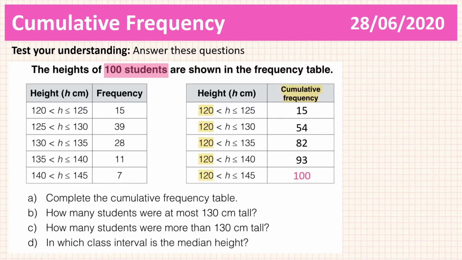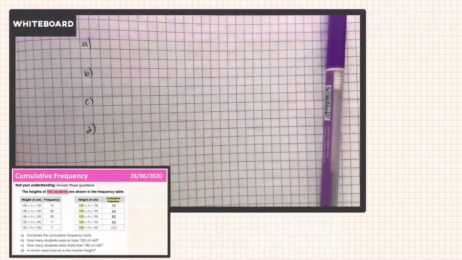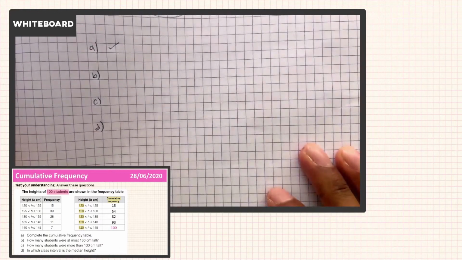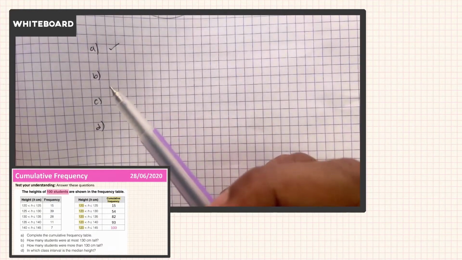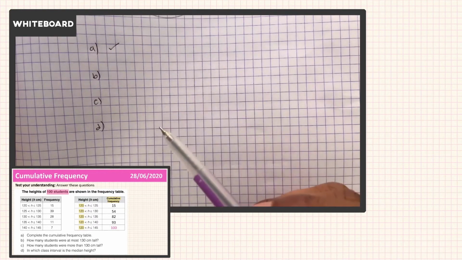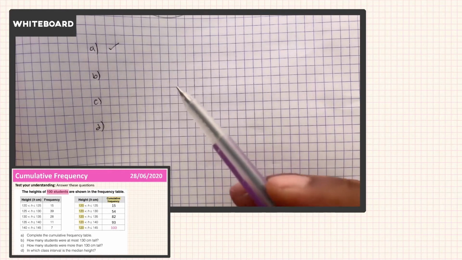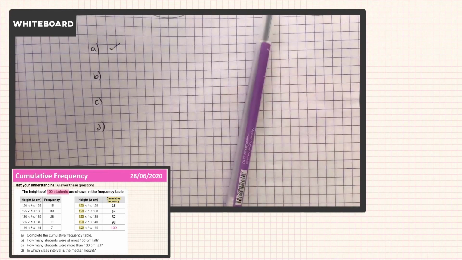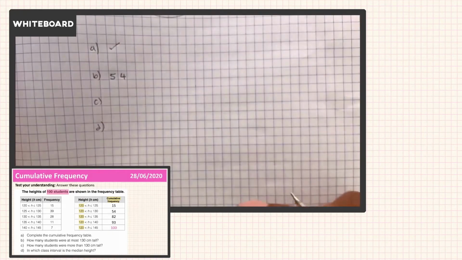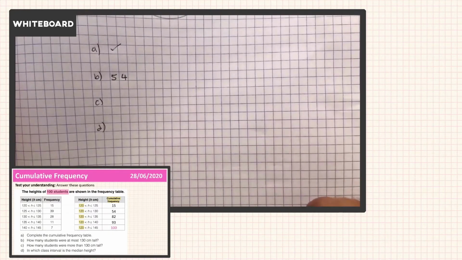Now to answer the rest of them, we're just going to go over to our whiteboard. So we've answered question A, so that one's been done, so we can tick that one off. Part B was how many students were at most 130 centimeters tall. So we just look at the 130 centimeters on our cumulative frequency graph. So we're looking at this value here. We're looking at 54 as our answer, because there are 54 people who are up to 130 centimeters tall.